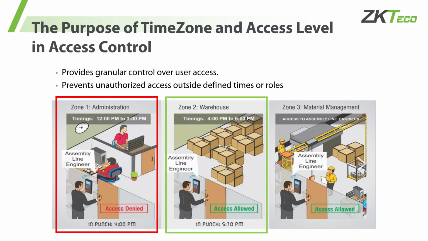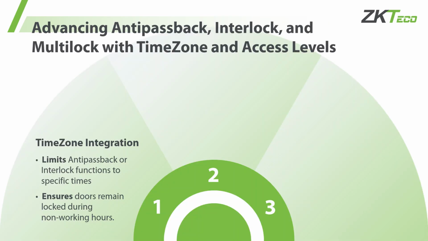Figure 2 shows that the time when engineers can enter the warehouse is from 16 o'clock to 18 o'clock. When engineers swipe their cards to enter at 17:10, it is allowed. Figure 3 shows that engineers can enter the material management area at any time. This picture completely shows the application of time zone and access level in the access control system. On this page, we are going to talk about how to use time zones and access rights levels to improve anti-passback, interlock, and multi-lock functions.